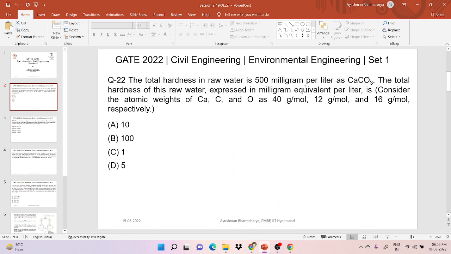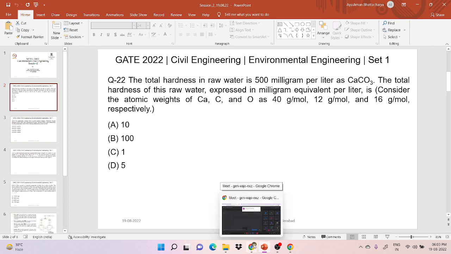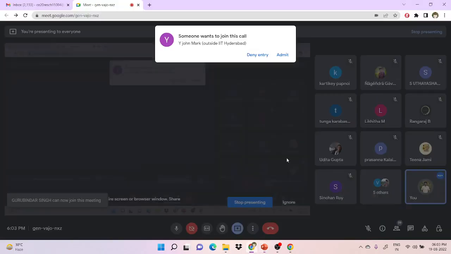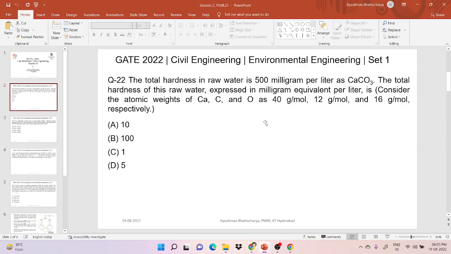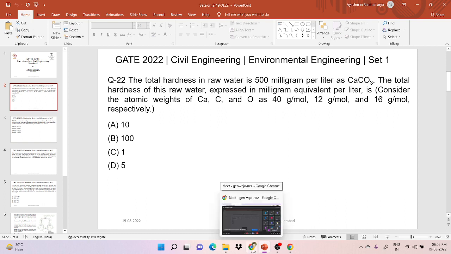This question came in GATE 2022, set 1. The total hardness in raw water is 500 milligram per liter of CaCO3. The question says the total hardness is 500 milligram per liter of CaCO3.